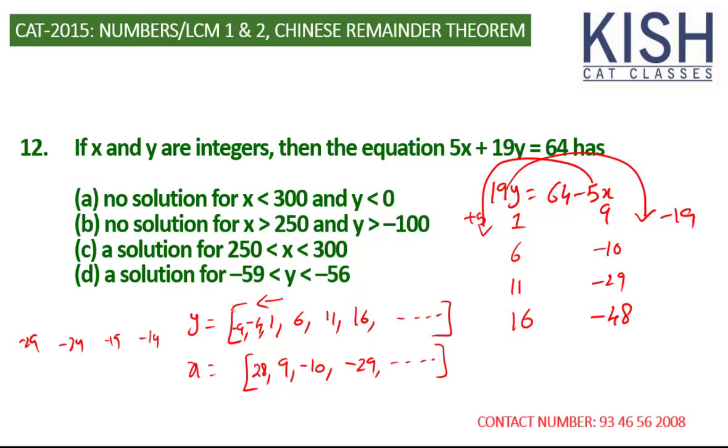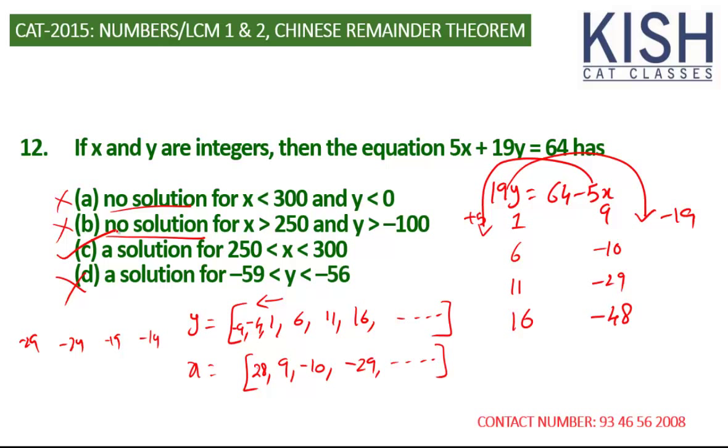Now, can we say that there is a solution for this one? No, there is no solution. It clearly mentioned there is a solution, but no, there is no solution. Here, it mentioned no solution, but we can see that there is a solution here. It mentioned a solution for 250 to 300. Yes, that's it. There is a solution. Look at answer options A and B. Whenever there is a solution, it mentions no solution. But for answer option D, we know that there is no solution for y lying between 59 and 56, but it mentioned there is a solution. That's why answer option D is also incorrect.